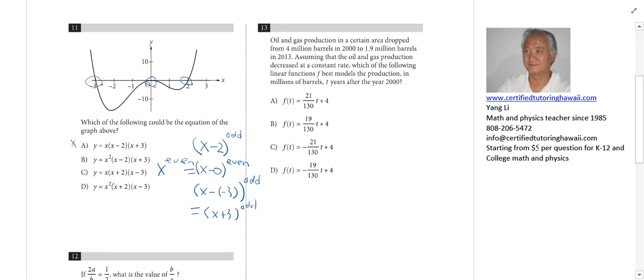Let's go to B now. In B, x minus 2 matches. x plus 3, first power, odd. And then x is an even power here. So this is a good one, right? And here, x plus 2 is not a match with this one. That's not a factor, so it's out. So only B is the answer. You got it?